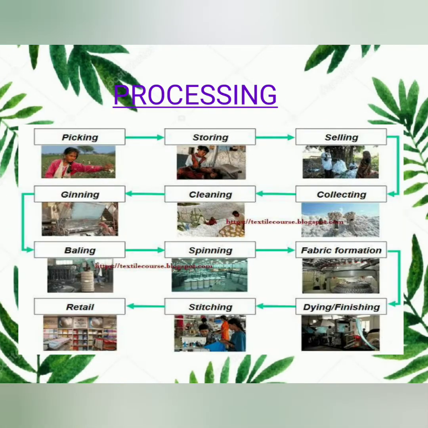The processing of cotton includes a number of steps starting from picking, storing, selling, collecting, cleaning, ginning, baling, spinning, fabric formation, finishing, stitching and retail.